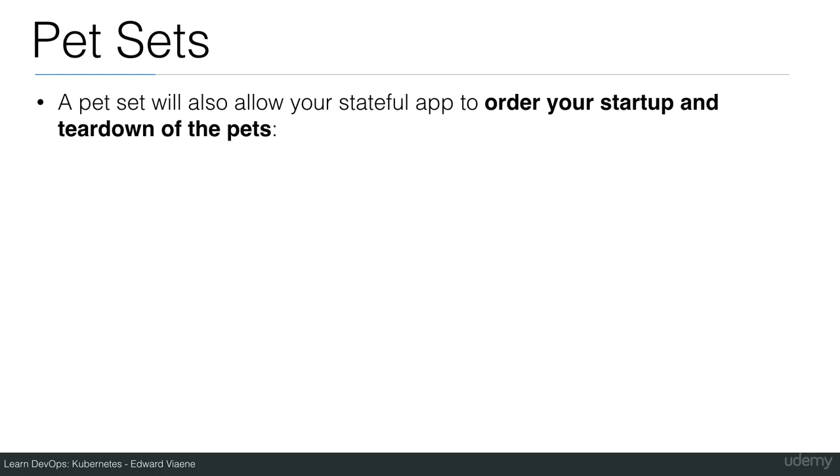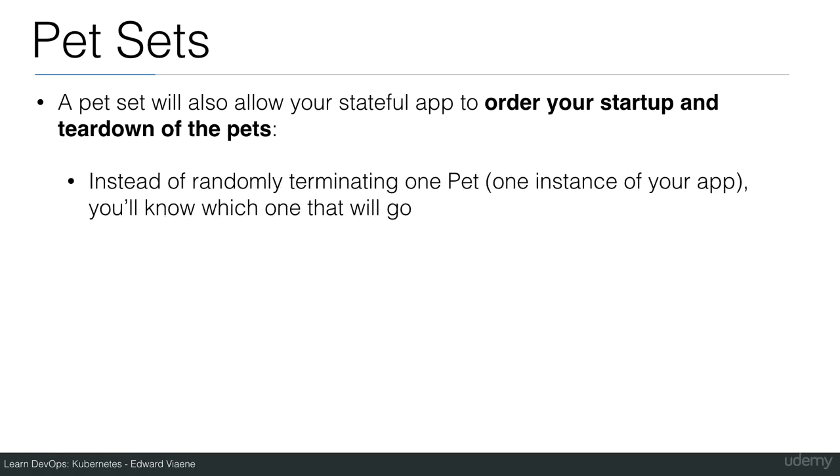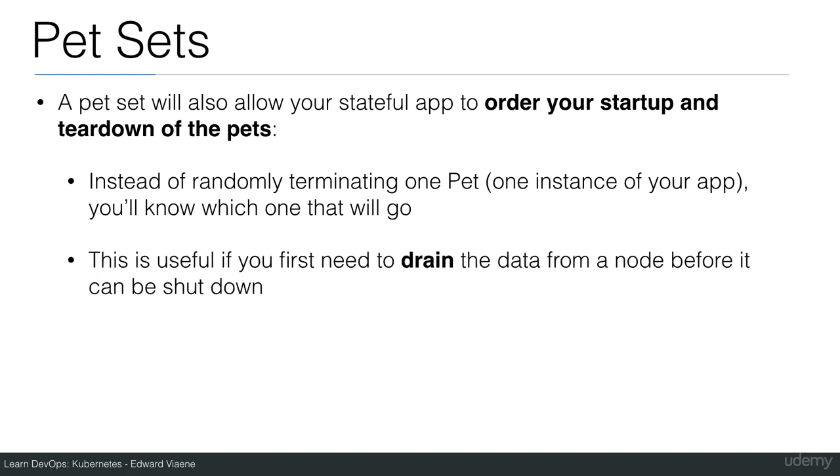A pet set will also allow your stateful app to order your startup and teardown of the pets. Instead of randomly terminating one pet, which is one instance of your app, you will know which one that will go. This is useful if you first need to drain the data from a node before you can shut it down. If you're using Cassandra, you will know what this means. If you want to shut down one node in your cluster, you first need to stop sending data to it.